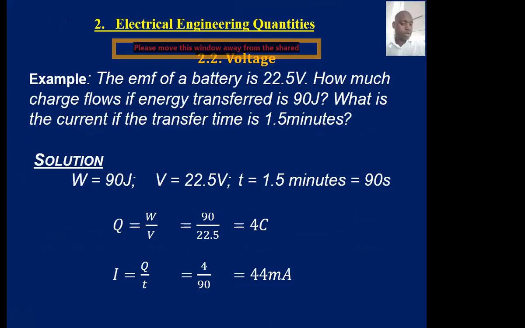The EMF of a battery is 22.5 volts. How much charge flows if the energy transferred is 90 joules? What is the current if the transfer time is 1.5 minutes? So in this question, we're just trying to relate voltage to work done to get charge. And then after getting charge, we also want to get the current using charge and time.